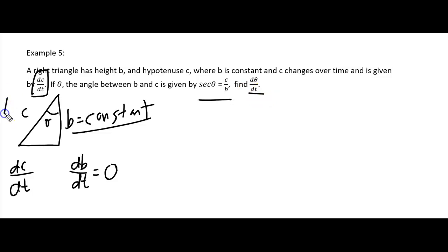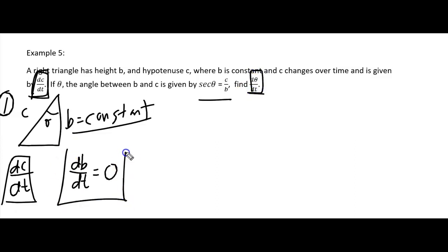So we have our picture. Here's the rate that we, I guess in a way, are given, okay? And they want us to find d theta dt, okay? Actually, I would say this is more like the rate, because we know that db dt is 0. I don't know. Let's work it out and see what we get.